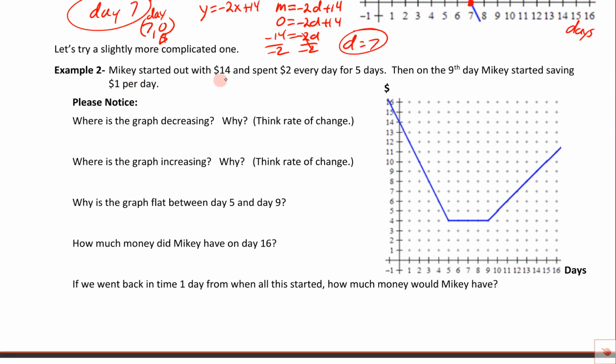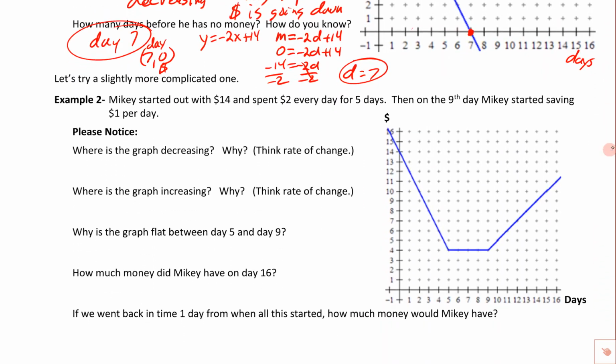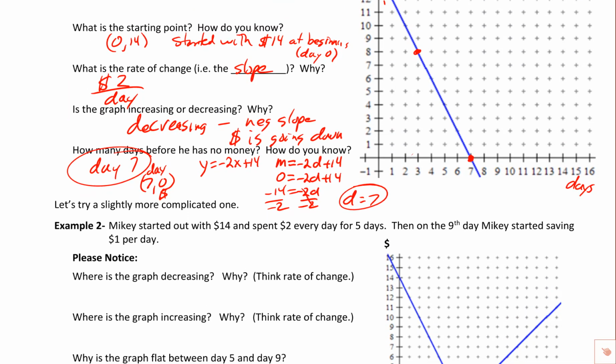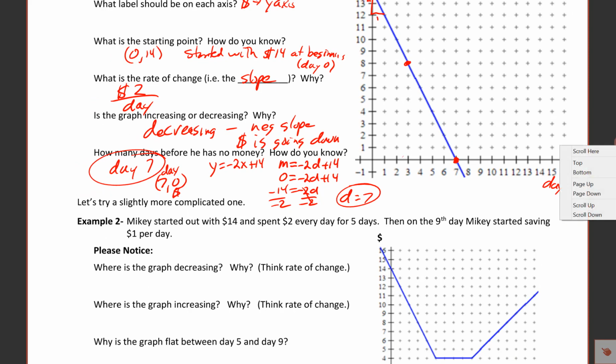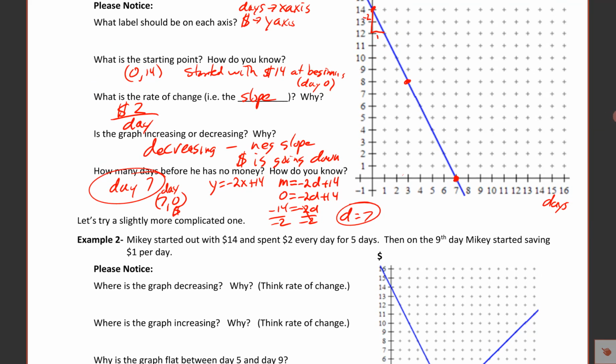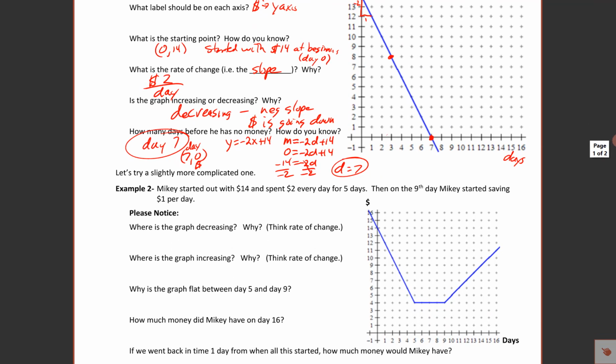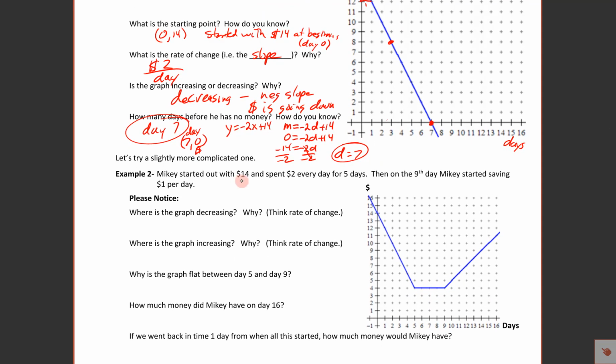So this one says Mikey started out with $14. So was it Mikey before? Yeah, it was Mikey. So Mikey started out with $14 and he spent $2 every day for 5 days. So I'm going to slide this down here and we're going to take a look. Make this just a tad smaller so we can maybe see. So it starts out basically the same way, and so the shapes of the graph are the same, and then it kind of flattens off for a minute and then it goes up. Okay, so let's take a look here. He started out with $14 and spent $2 every day for 5 days. So he was losing money for 5 days, and notice what happens here on day 5.